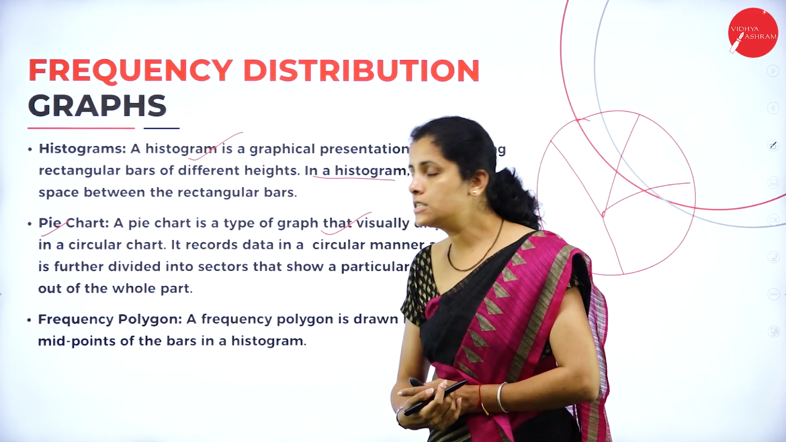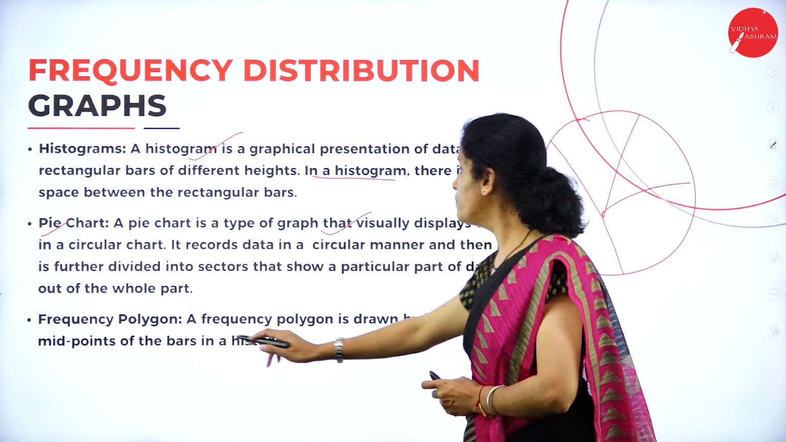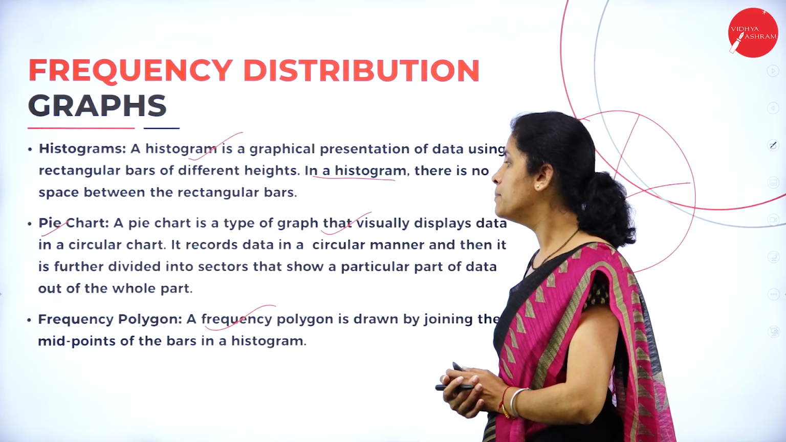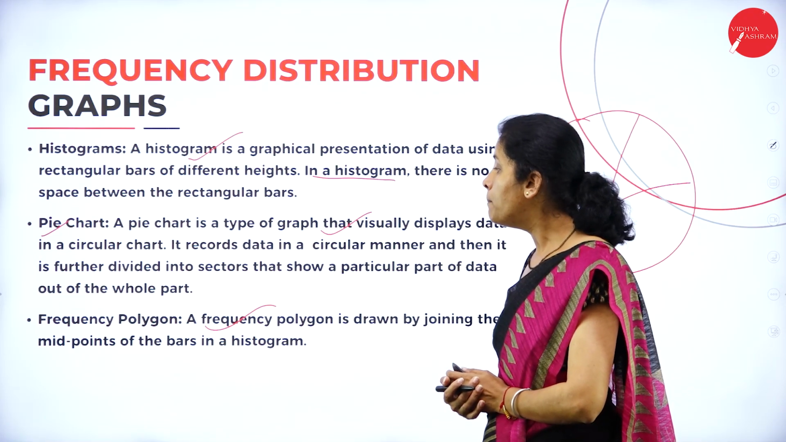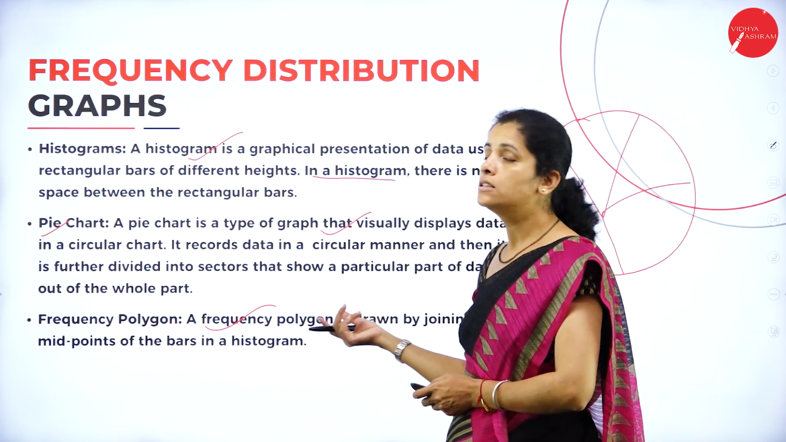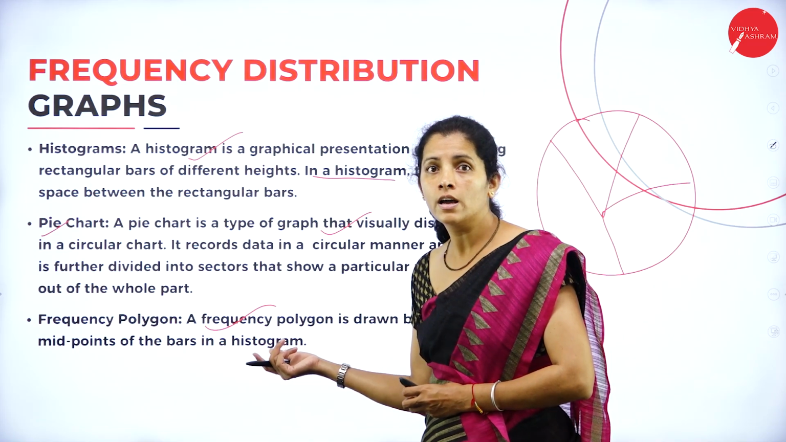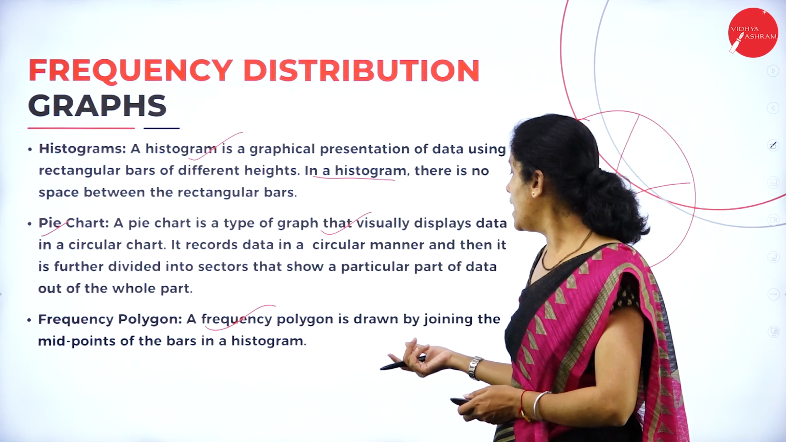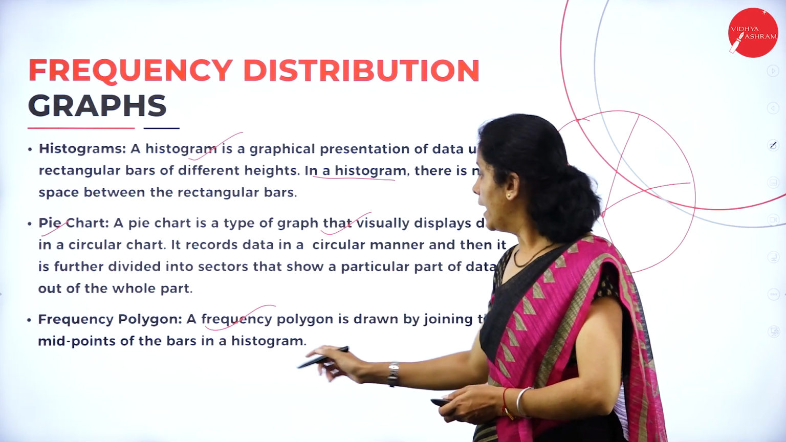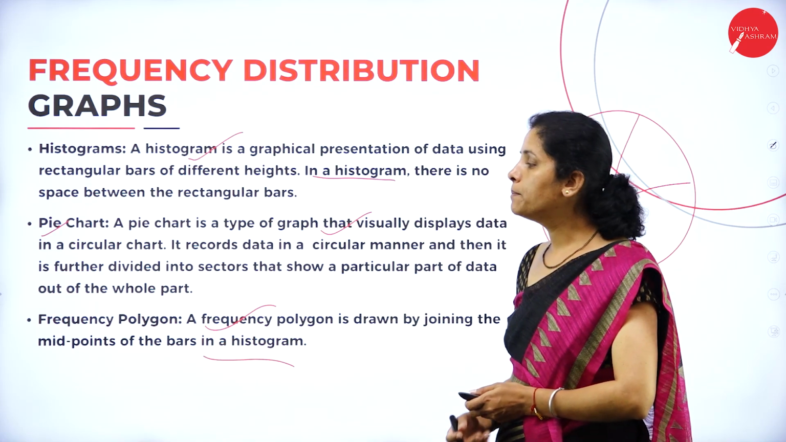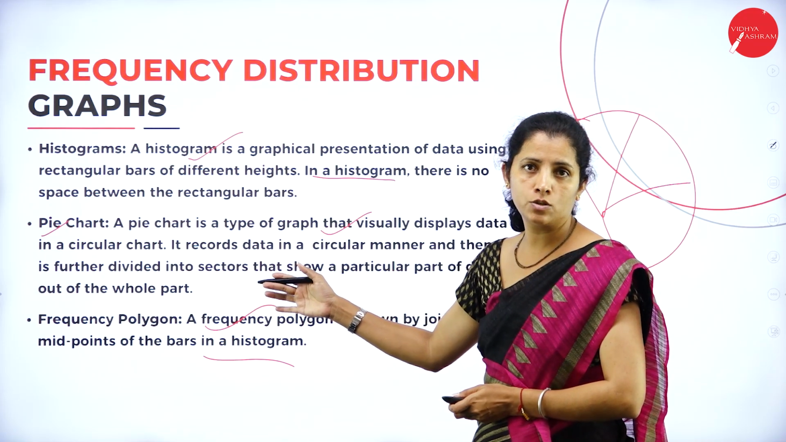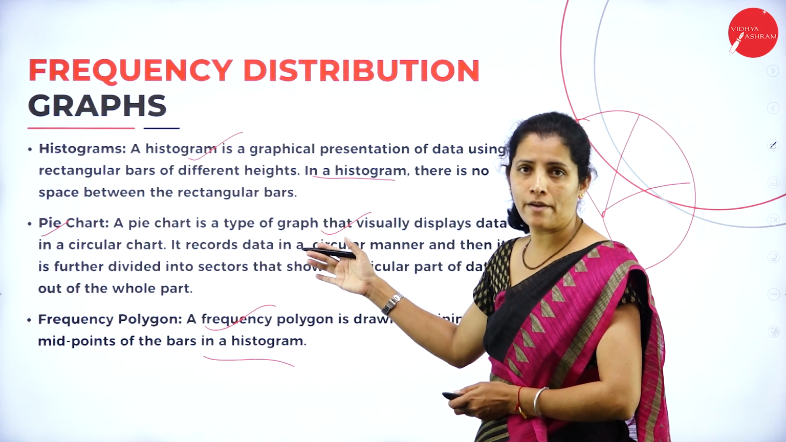Now, frequency polygon. A frequency polygon is drawn by joining the midpoints of the bars in a histogram. So, dear student, this is also one kind of graphical representation, and here we are going to draw on the bars in a histogram by joining the midpoints. So these are certain types of graphs.